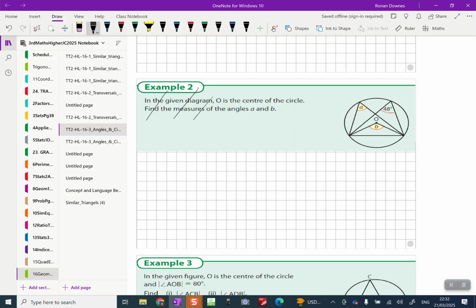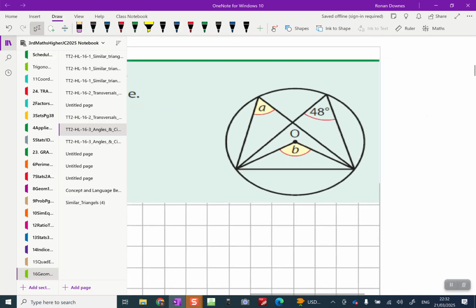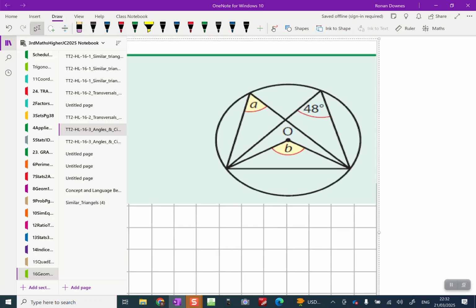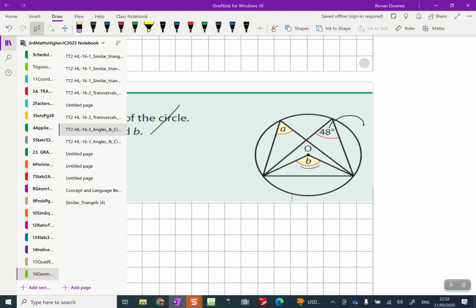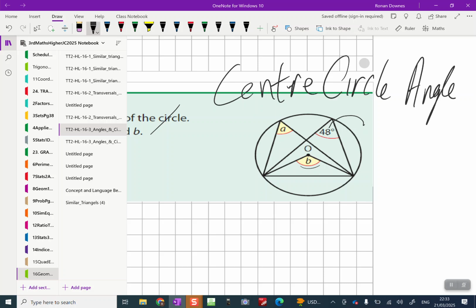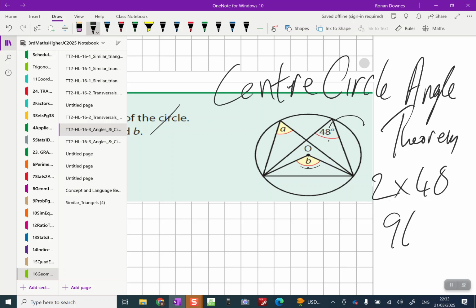On we go to this one. Avoid reading when we can. Looking and analyzing a diagram is much more fun and much easier to do, and I'm going to be able to answer everything without looking at the questions because they're going to ask me what's B, which is double 48 using the center circle angle theorem. That says the angle in the center is twice the angle on the circumference of the circle. So what's 2 by 48 for B is 96.